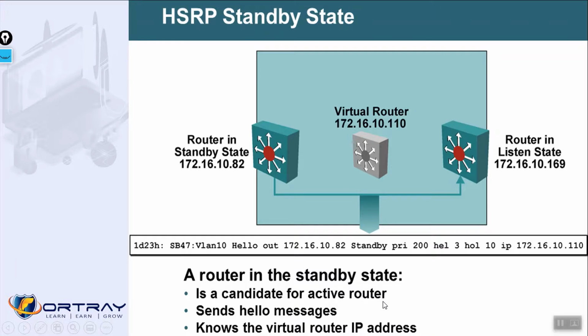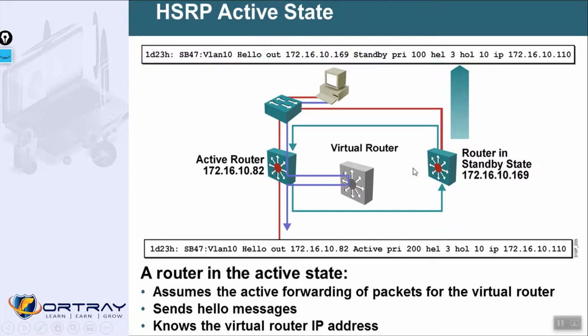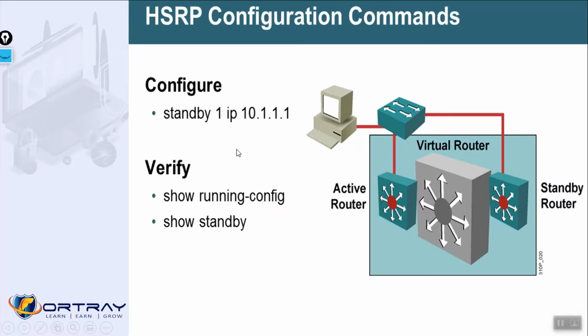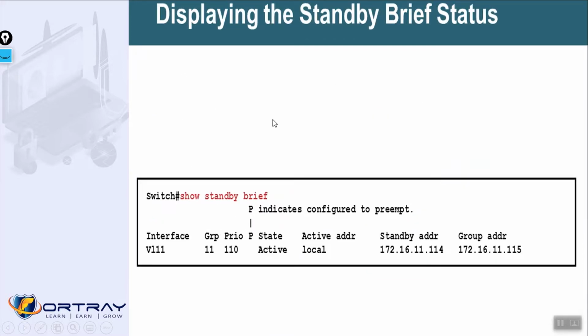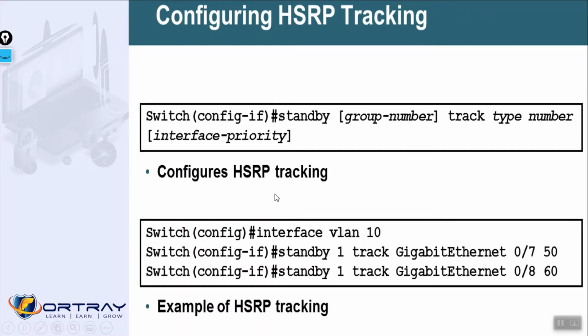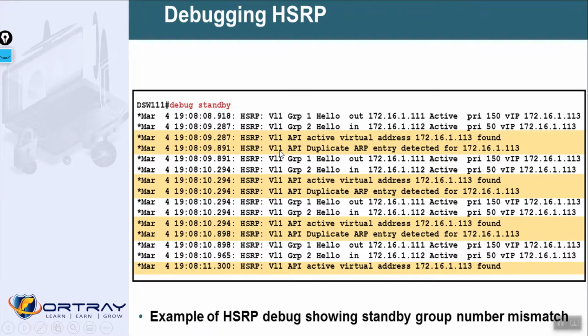The standby router is a candidate active router. It sends hello messages and knows the virtual router IP address. The active router is the forwarding router. It sends hello messages and knows the virtual router IP address. Configuration is very simple: standby IP, then running show standby. There are some other configuration options. Show standby brief is the command.